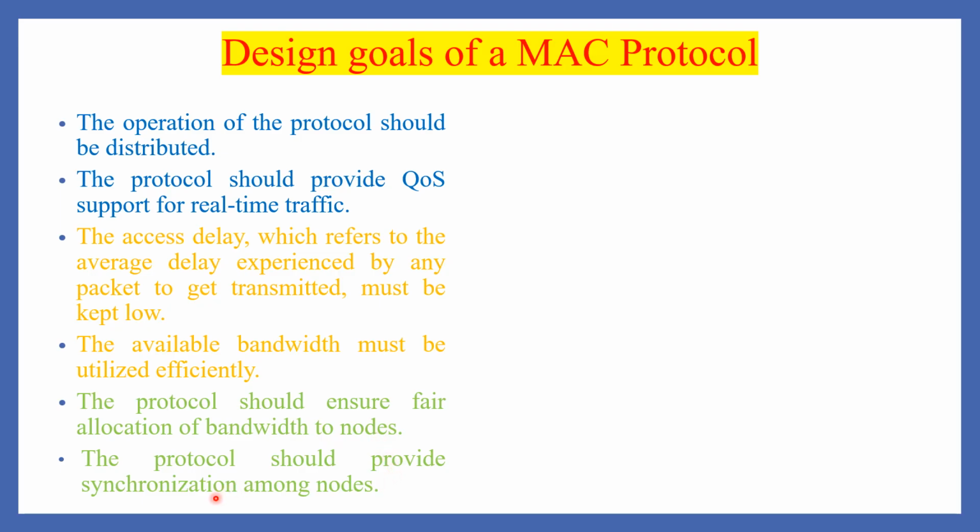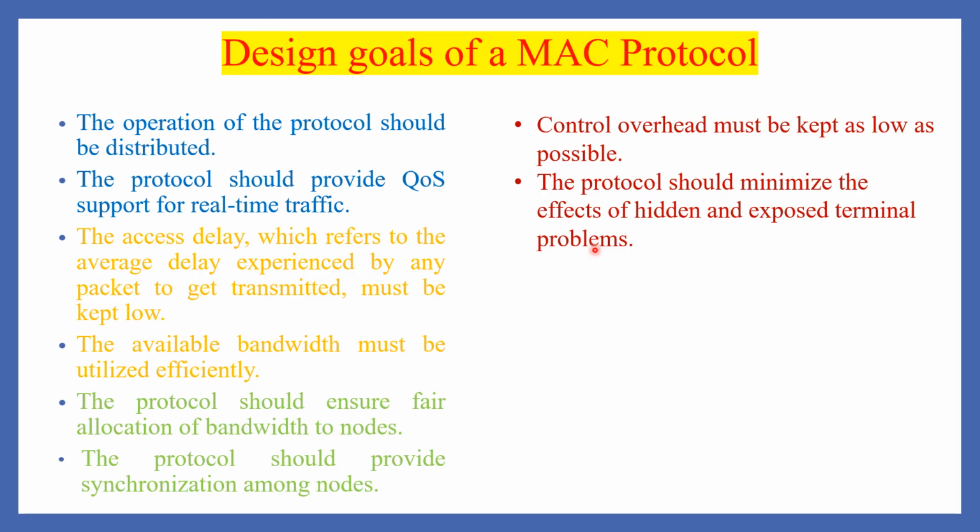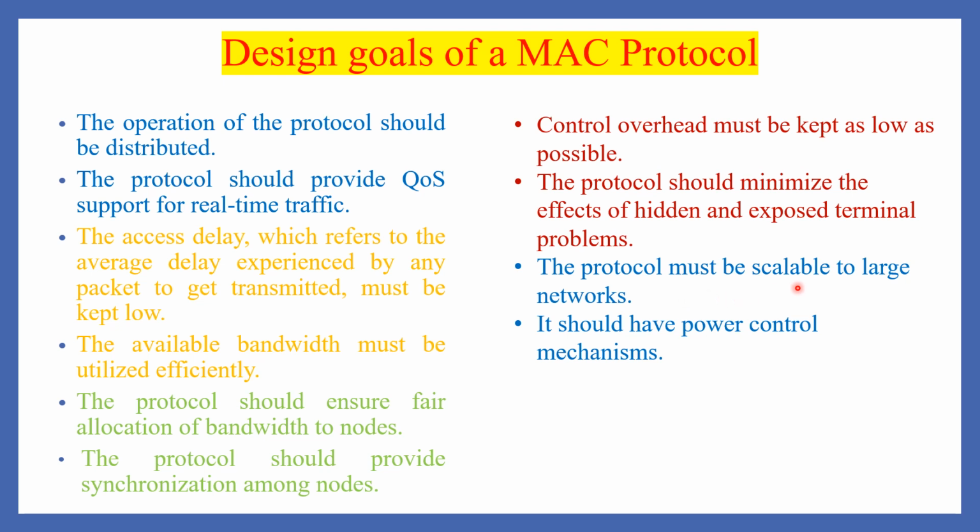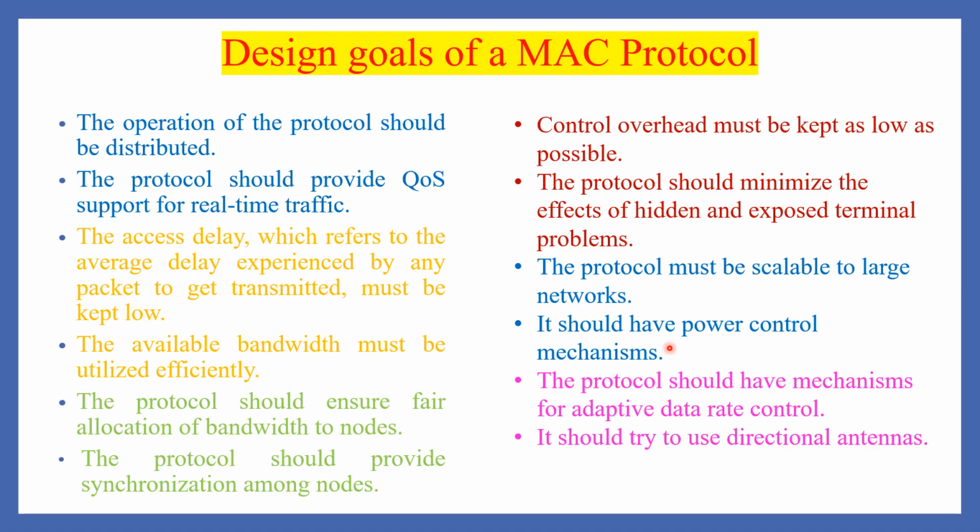Also, it should see to the synchronization among the nodes. And it should control overhead. Also, it should minimize the effects of hidden and exposed terminal problems. The protocol must be scalable to large networks. It should have power control mechanisms, because as we all know, in WSN we are concerned about energy saving. And finally, the protocol should have mechanisms for adaptive data rate control, and also it should try to use directional antennas. So when people ask what the design goals of a MAC protocol are, we can list them as I've listed here. So as a summary, these are the design goals of media access control protocols in wireless sensor networks.